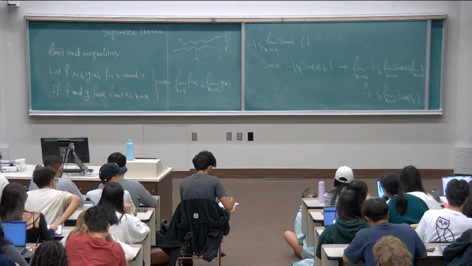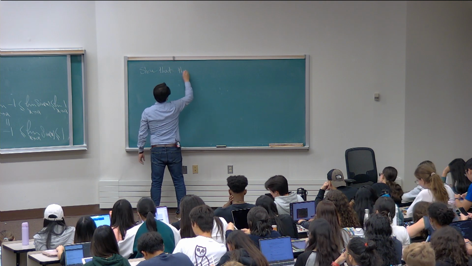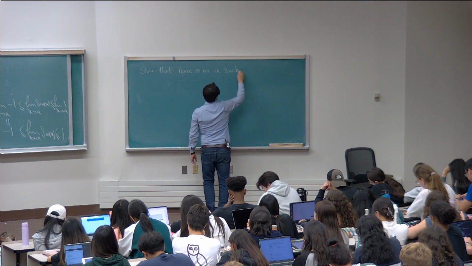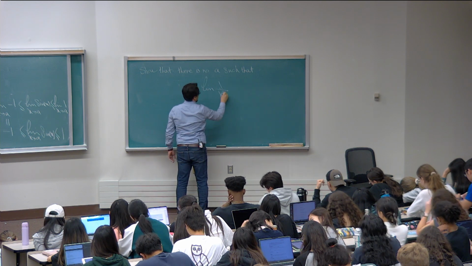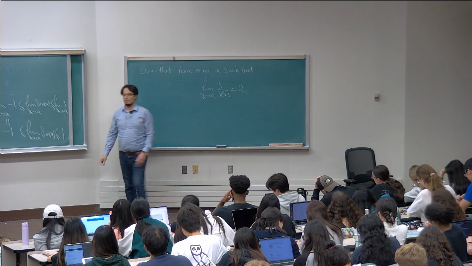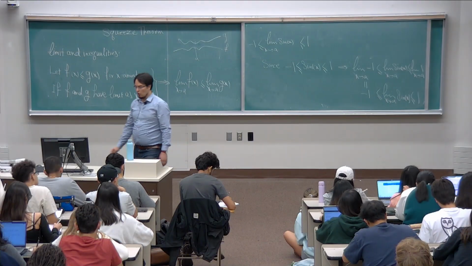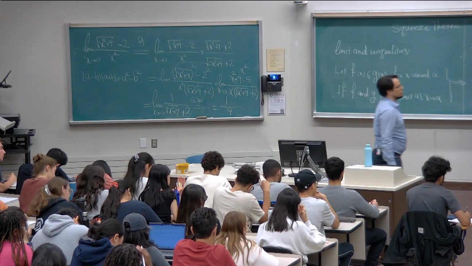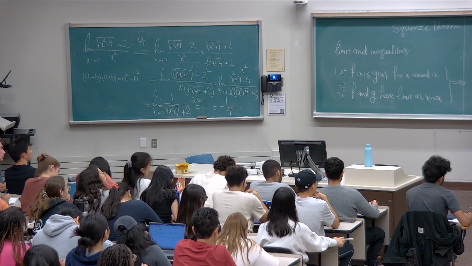Or you can show that there is no a such that the limit of 1 over x squared plus 1 as x approaches a is equal to 2. There is no value of a such that, when x approaches a, 1 over x squared plus 1 cannot be a.